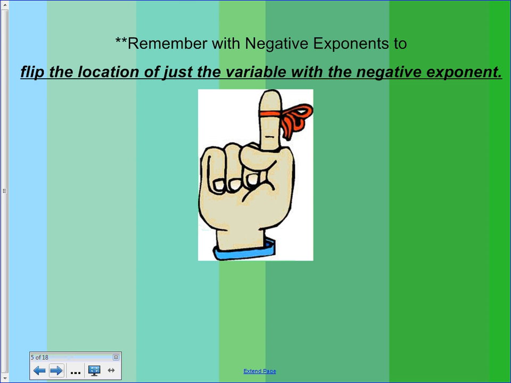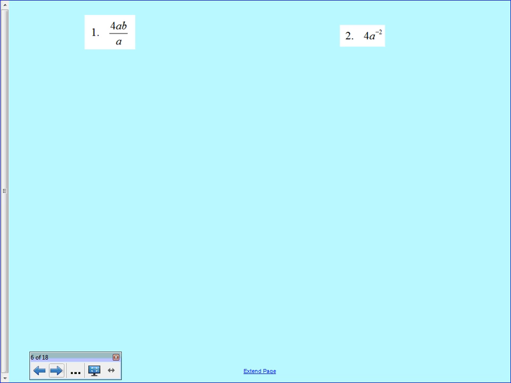Okay, so here is the biggest thing that I see students making mistakes with. This is just a little note underneath your chart there. Remember when you're dealing with negative exponents that you need to flip the location of just the variable with the negative exponent. I see a lot of students trying to flip the entire thing because they see a negative. Be careful that you're only flipping the thing that has the negative exponent, nothing else. Okay.